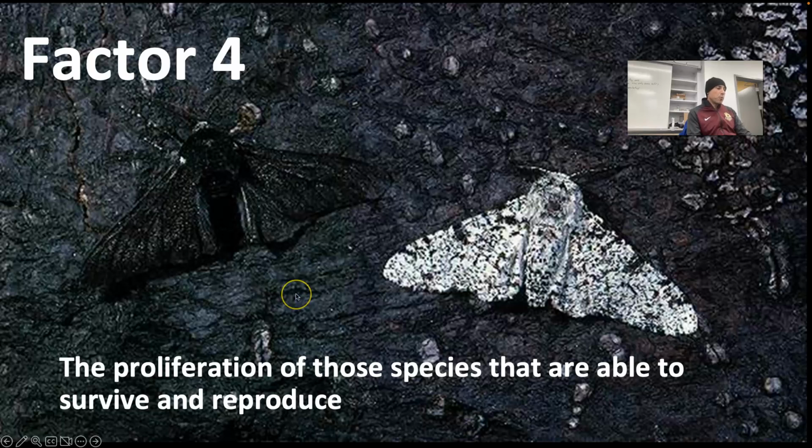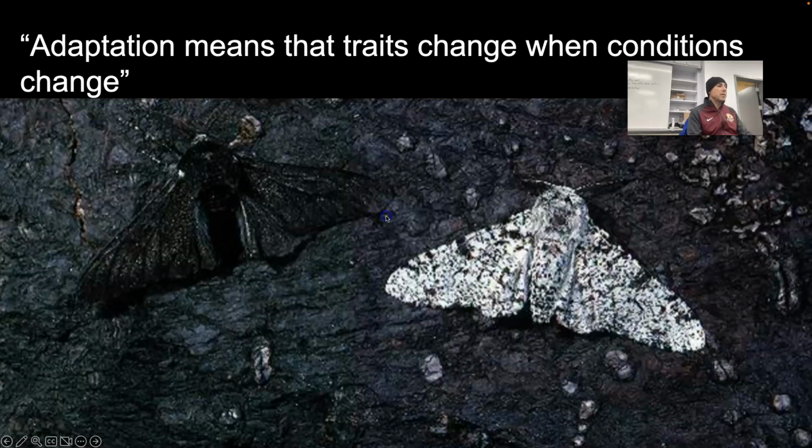Factor 4, the proliferation of those species that are able to survive and reproduce. So you can see two members of the same species of this peppered moth population. One of them right now is more likely to be seen by a predator and get eaten, while this one, its coloring is better suited. Just like you and I have different color hair, same sort of thing. Just because they're a different color, they're not a different species.